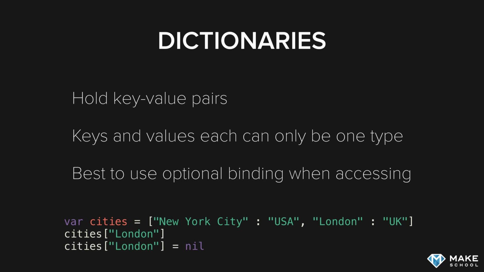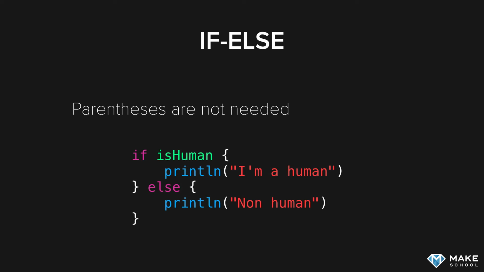Now that we've introduced the array and dictionary data structures in Swift, let's talk about control flow in Swift. There's not a whole lot to say about if-else statements in Swift, but that's mainly because they're a lot like if-else statements in other languages. The one thing to point out is parentheses are not actually needed around the conditional that you're checking for. So we can just say if is human instead of saying if open parentheses is human, close parentheses.